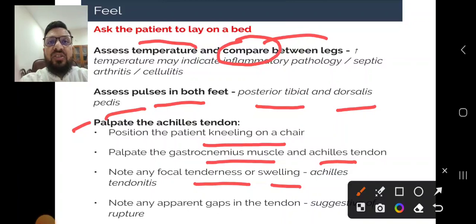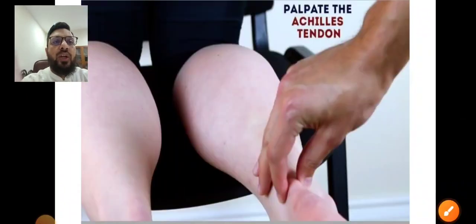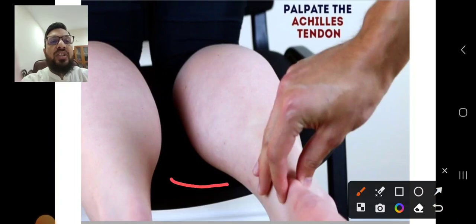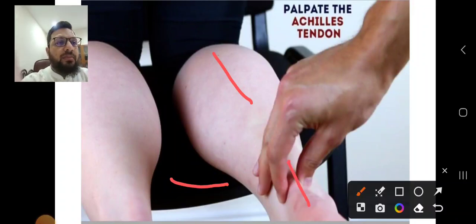So if there is any focal tenderness, then obviously the patient will have Achilles tendonitis, and you will also assess for any rupture, any gap in the tendon. You will assess it, you will feel it, and how will you do it? It's like that. This is the chair, you can see here, the patient is kneeling down, and you will assess the gastrocnemius and then this Achilles tendon.